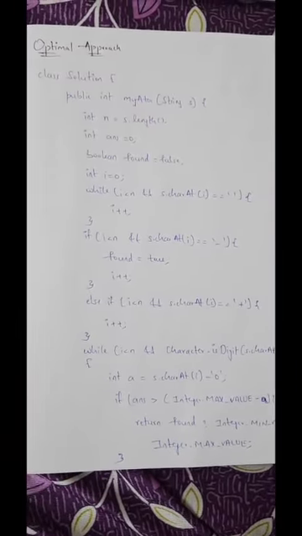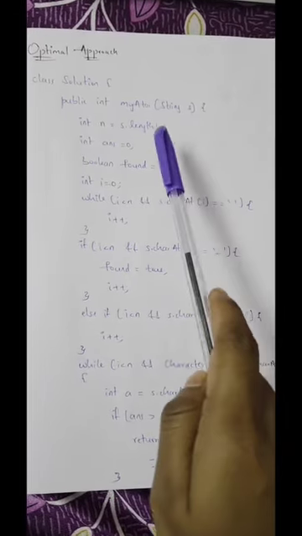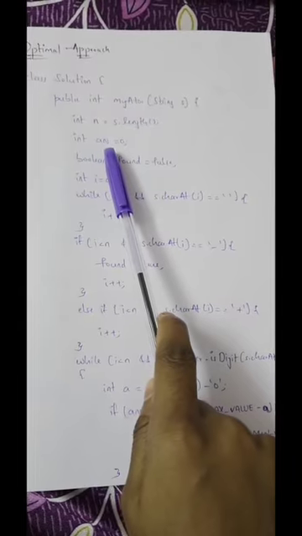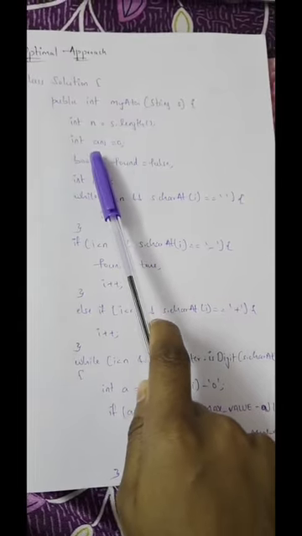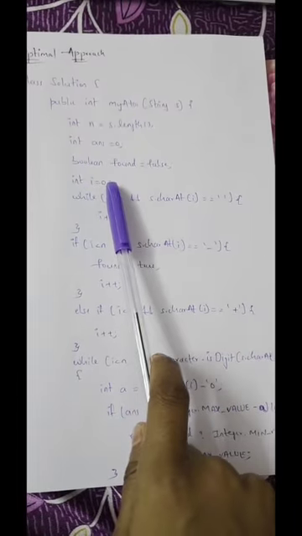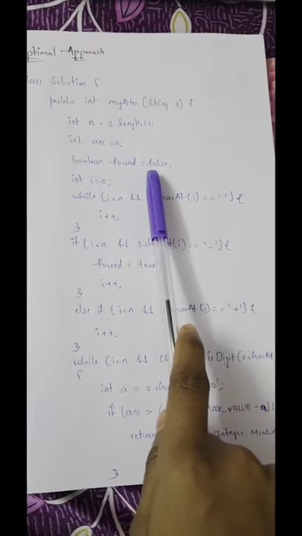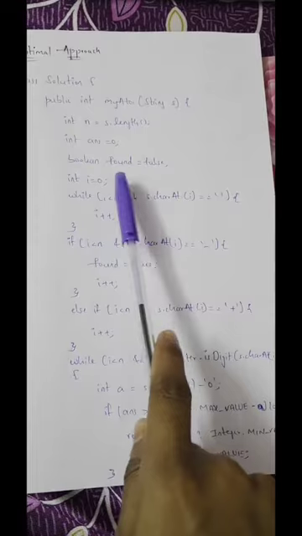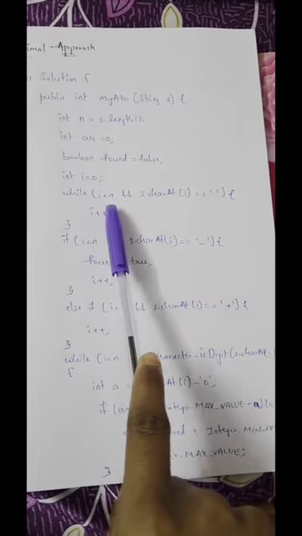Okay, let's discuss the optimal approach. In the optimal approach, we take an n variable for the string length, and to return the answer, we take an answer variable and a boolean variable for whether it is a negative or a positive integer. And this i is for traversing the entire string. And this while loop, what does this while loop mean?